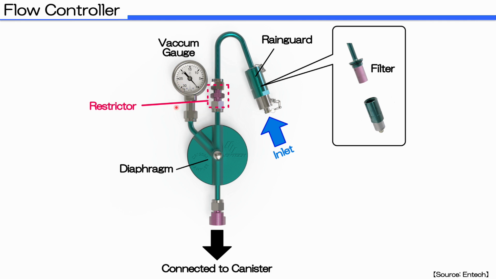And the vacuum gauge on the left upper side is to measure the internal pressure of the canister. This allows you to see how much of the air sample the canister has contained. The diaphragm, this part, finally adjusts the flow rate.